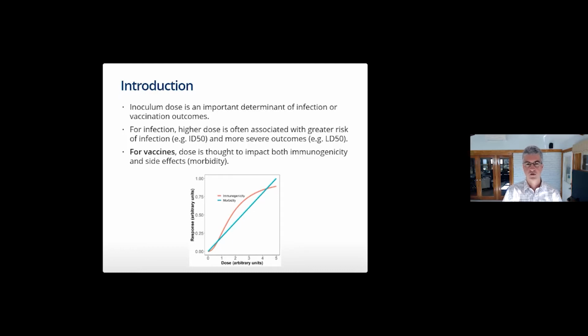Then, given infection, dose can still often play an important role. Higher dose can lead to more severe outcomes if it's a natural infection with influenza or other pathogens. In the lab, we often quantify that by the LD50 if it's a very severe pathogen. And for vaccines, which I want to focus on here, it's generally thought that an increase in dose might lead to better immune response and better protection, but also probably will increase side effects.